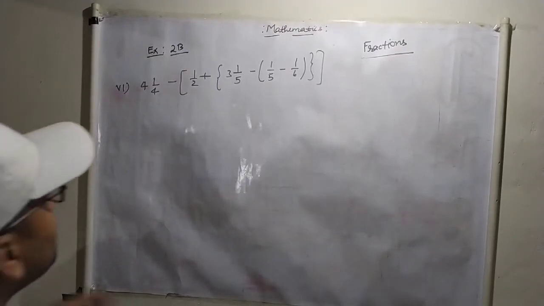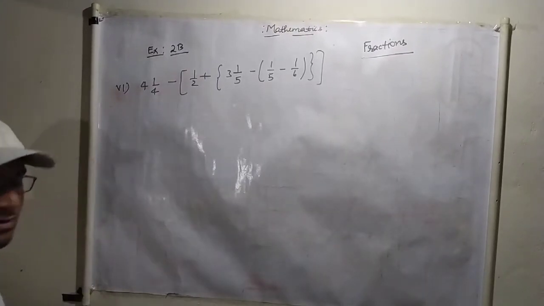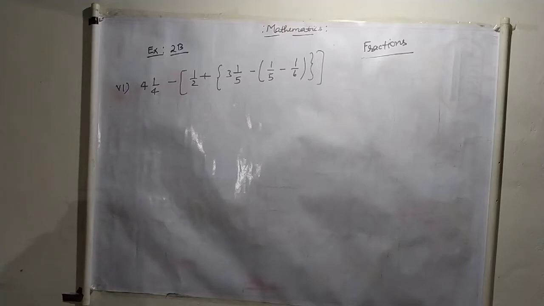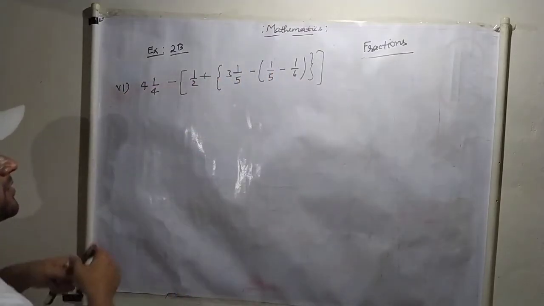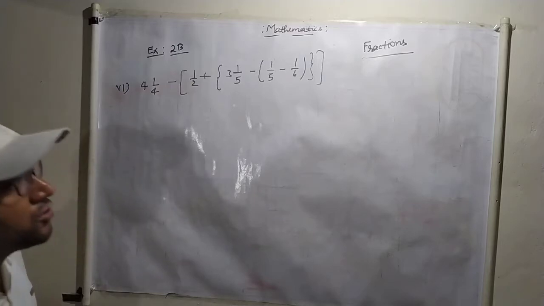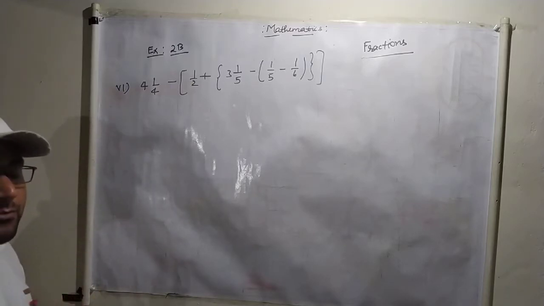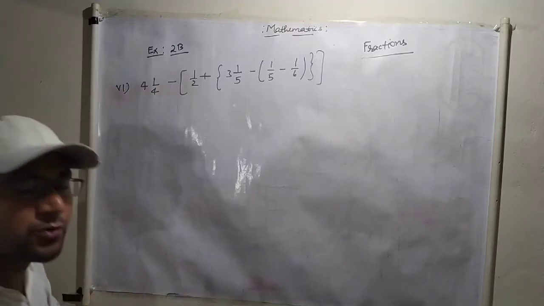Here, students, question number 6. After question number 3, I'm going to solve this question number 6. Questions 2, 4, and 5 you will try at home. In question number 6, change this mixed fraction into an improper fraction, and then you can perform your operation by using the concept of BODMAS.